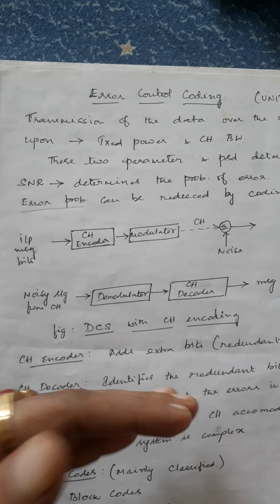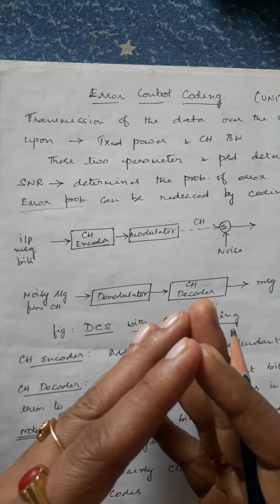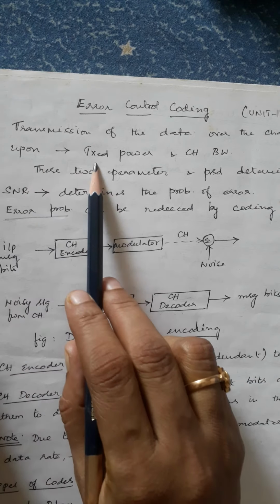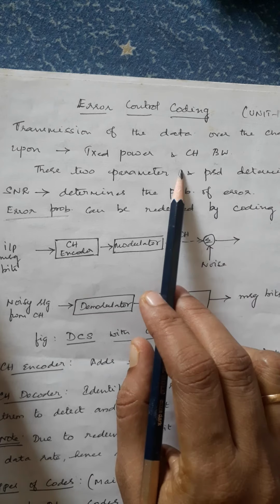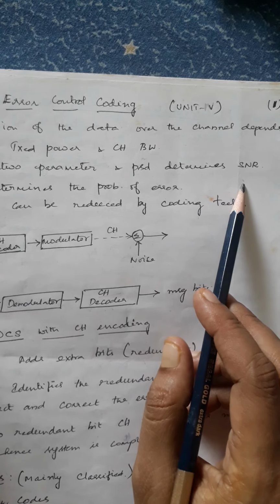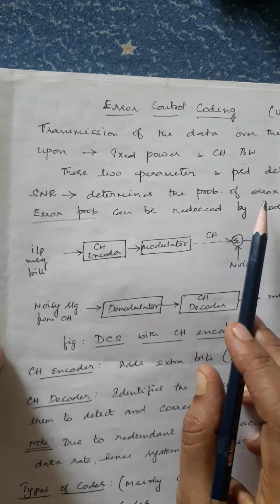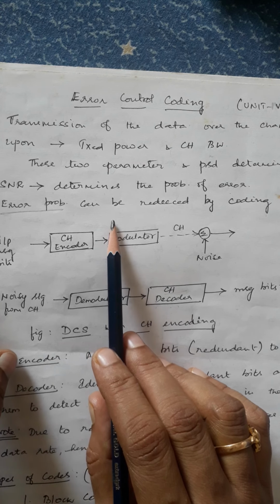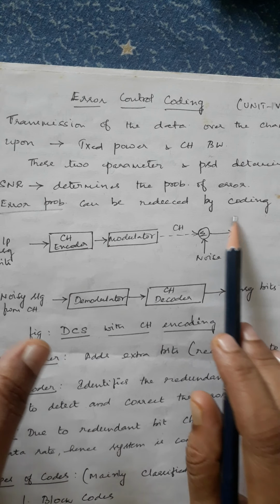That is, this is going to decide the probability of the error which is going to occur in your transmitted data. So, you are going to transmit the data over a channel which depends upon transmission power as well as channel bandwidth. So, these are the two parameters. Along with that, you are going to have the power spectral density which determines the signal to noise ratio. So, this signal to noise ratio determines the probability of the error. So, why we go for this is it can reduce the probability of error occurring by means of this channel coding technique.